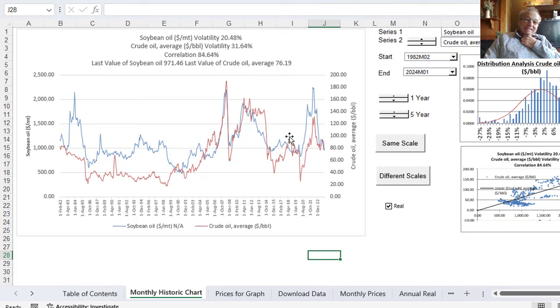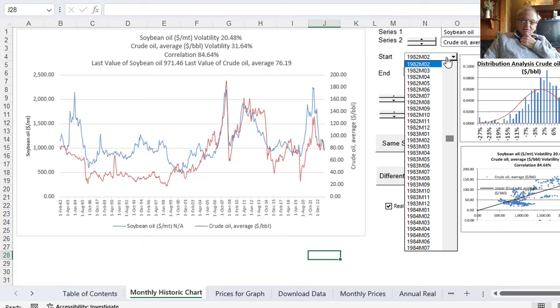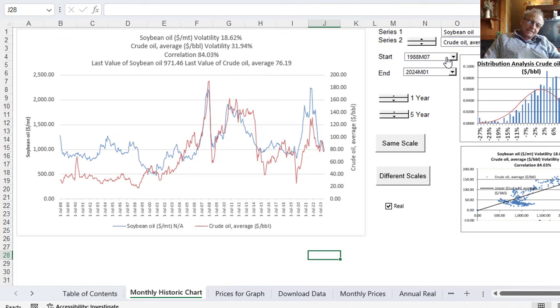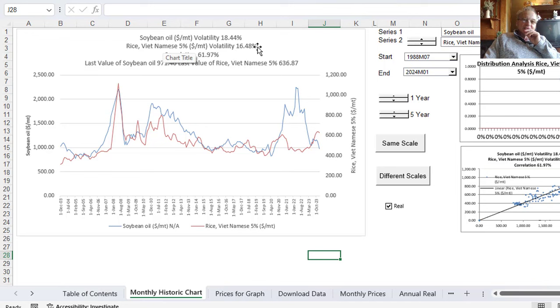If we want to even start it a little bit later on, we can do that. So the first thing is just to get familiar with this stuff. And maybe let's compare it to some other stuff, like rice in Vietnam. The rice in Vietnam has a lower volatility, and both of these have a lower volatility.